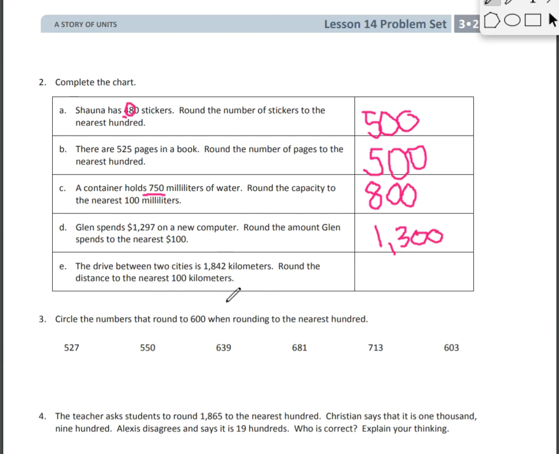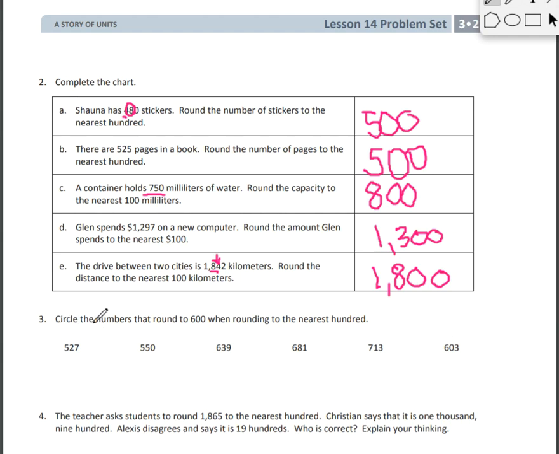The drive between two cities is 1,842 kilometers. All right, I'm not concerned about my thousands. I'm just going to drop it in there because it's not going to change. 842. So I'm going to draw an arrow to my 4 because my circles keep covering it up. The 4 makes up the mind. 4 and below stays the same. Therefore, 1,800.